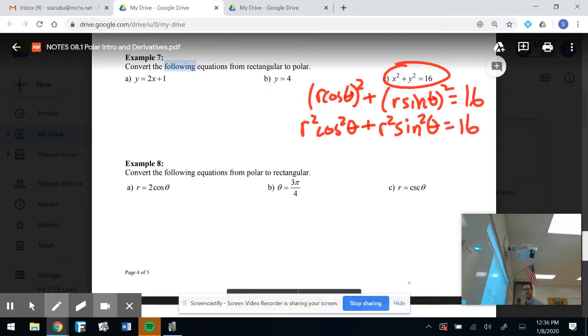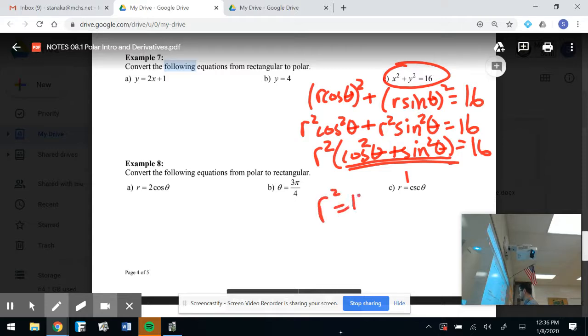And then hopefully you notice something there. I got a sine squared plus cosine squared, and it works out beautifully when I factor out that r squared. And I remember, oh, that's the Pythagorean identity, which is just 1. So I get r squared equals 16, which is r equals plus or minus 4.